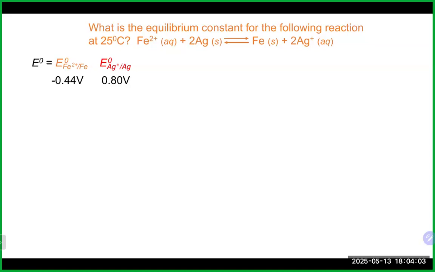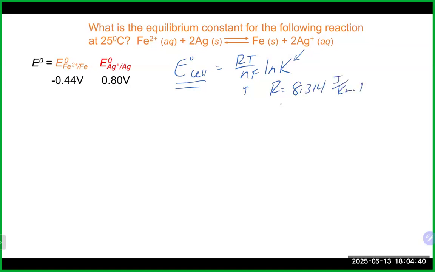Okay, so let us solve it. E of our cell is equal to RT over NF natural log of K, since we are looking for the equilibrium constant there. And that means we need to find our E of our cell so we could get to our equilibrium constant. We actually have the rest of these as R, T, and F kind of constants. R again is our 8.314 joules per Kelvin per mole. Temperature here 298, as we need to convert it to Kelvin.